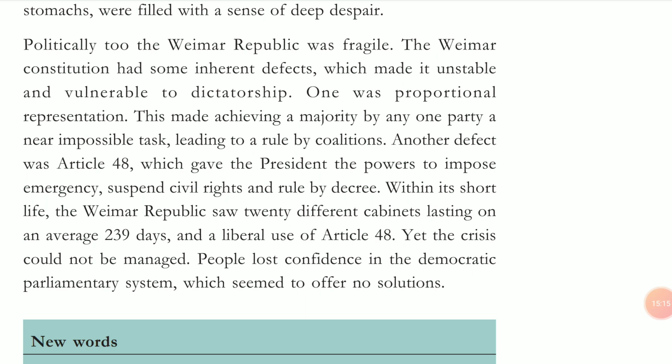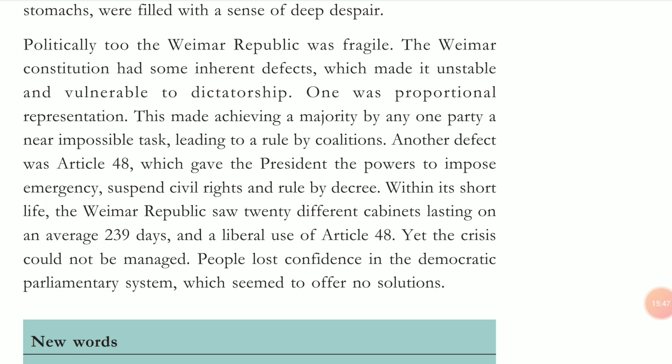That was okay. To suspend the civil rights, he could take away all the civil rights from the people and could rule by decree, could rule according to his will and demand. So in a way, it was a single-handed concentration of power. The President was given sole power, which this Article 48 created lots of ruckus in the entire German states.